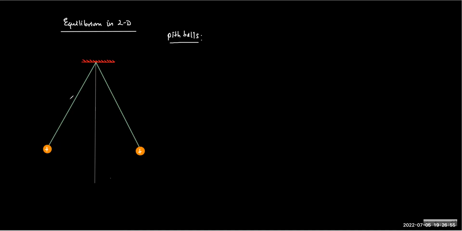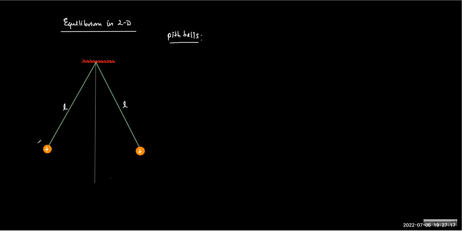So now we have two silk threads, and of course, why silk? Because we want insulators. So we assume the length of the string as L, and we have two pith balls. Before we solve, we will do some conceptual parts.